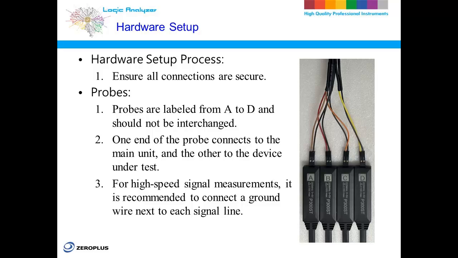When measuring high-speed signals, it's recommended to attach a ground wire alongside each signal line to improve measurement accuracy and reduce noise. This will help stabilize the signal and effectively suppress interference. Especially when measuring high-frequency signals, the ground wire significantly reduces noise, ensuring the signal's accuracy. After completing these steps, double-check all the connections to ensure that the probes and ground wires are correctly set up. This will allow us to start using the B2 for signal measurement and analysis without any issues.